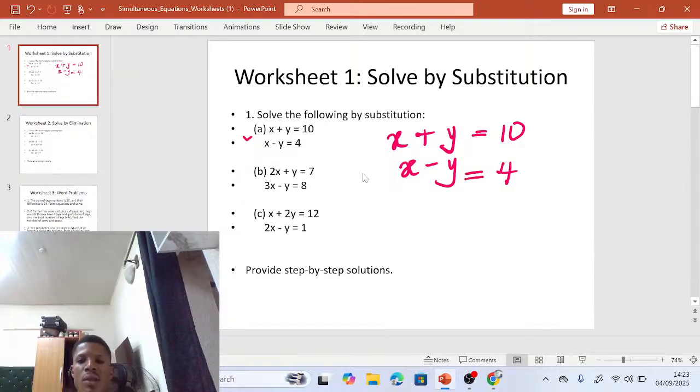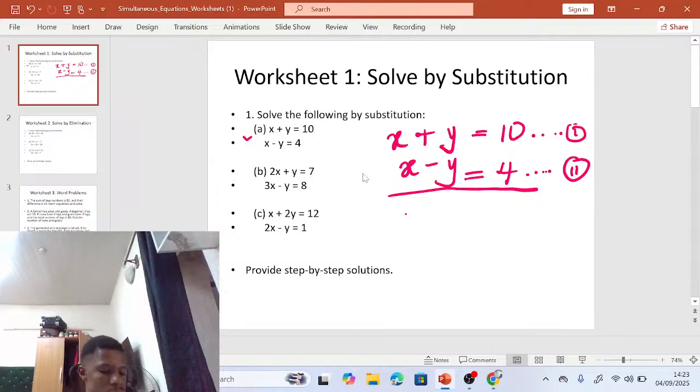So to solve this, I can name this one equation 2 and name this one equation 1. To solve by substitution method, this is very simple. I will just make one of the variables the subject of the formula. So for equation 1, I will decide to make x the subject of the formula. So what do I have?